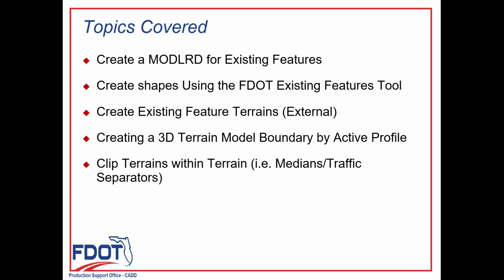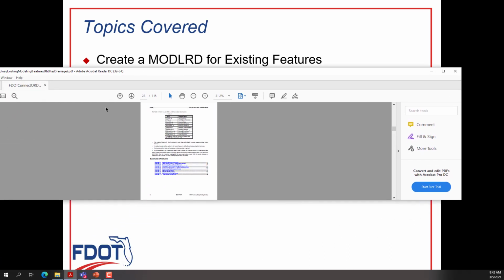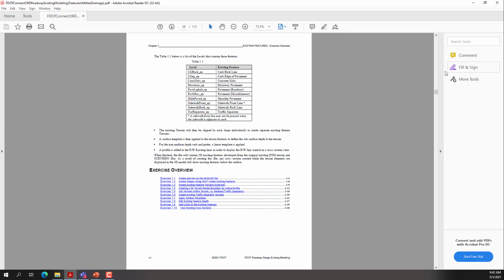This chapter will introduce the OpenRoads technology tools for viewing existing terrain and creating 3D existing features in design models in FDOTConnect. The Existing Features tool, when we use that, will bring up features or add features from Table 1.1 of the guide. For the existing terrain, we'll click the terrain in each shape individually, running through the exercises. So this Table 1.1 is the levels that the Existing Features tool will bring in.